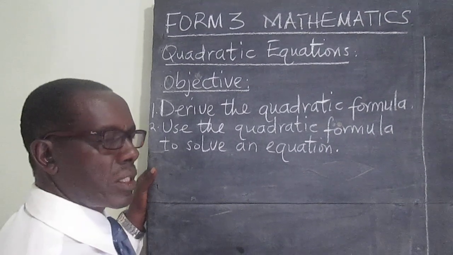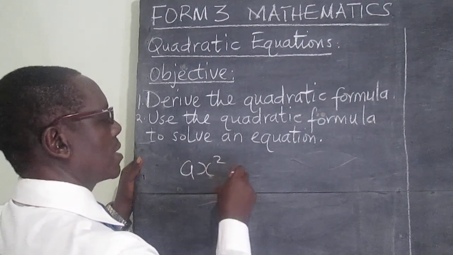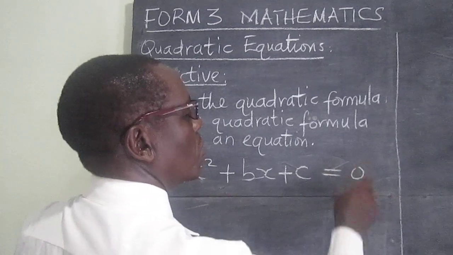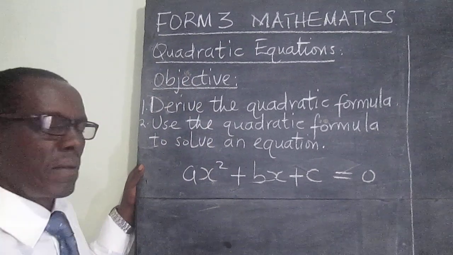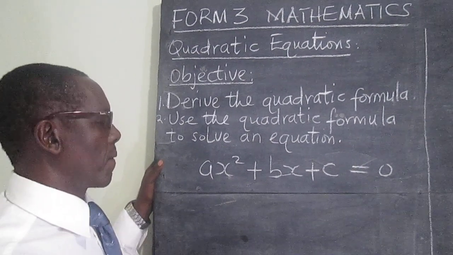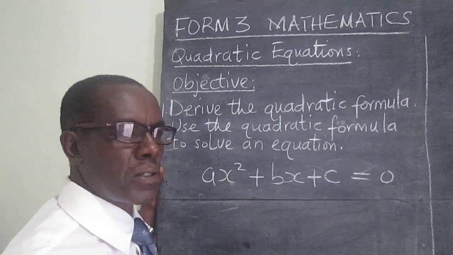So consider the general quadratic equation, ax squared plus bx plus c equal to 0. This is the general quadratic equation where a, b, and c are real constants.